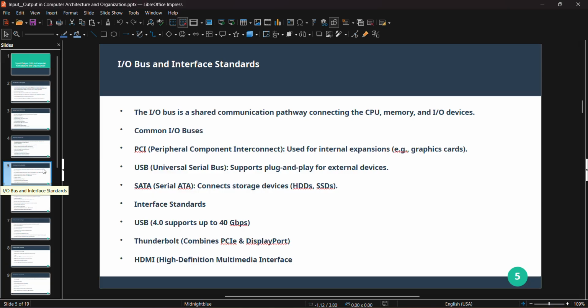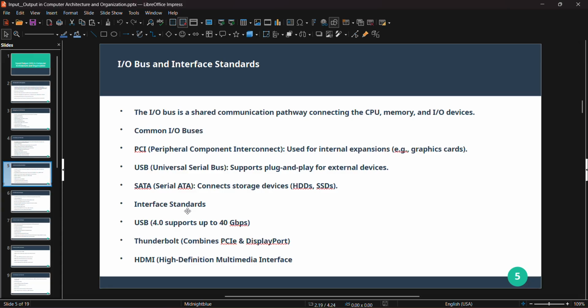And then we have the SATA, or the Serial Advanced Technology Attachment. Now this SATA is a computer bus interface that is used for connecting storage devices like hard drives and solid state drives to a computer's motherboard. So that is the SATA. Examples where we can find SATA are our hard drives and our SSDs, because they are used for connecting to the computer. And let's go to the interface standards.